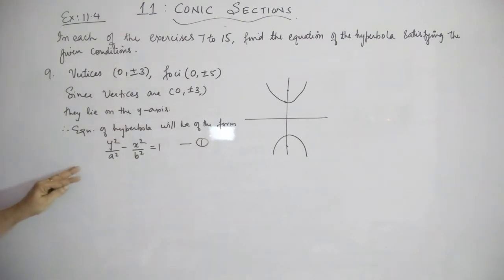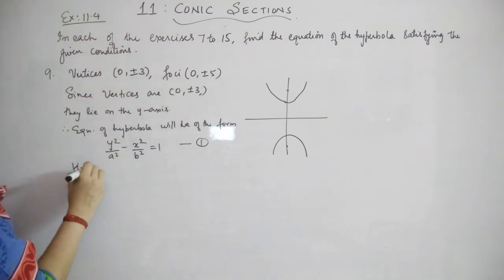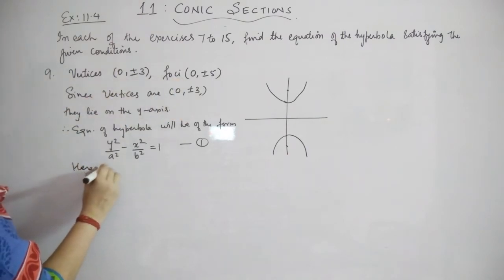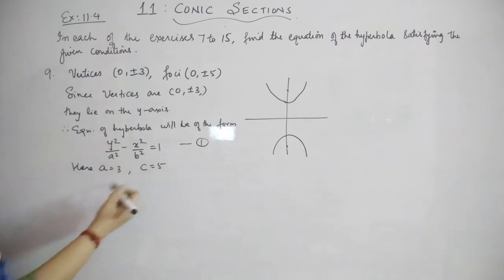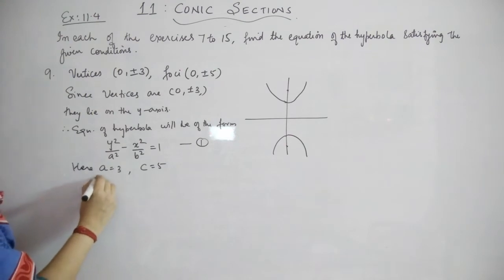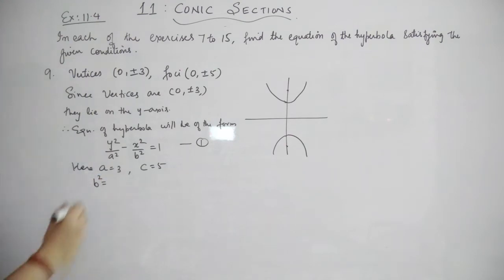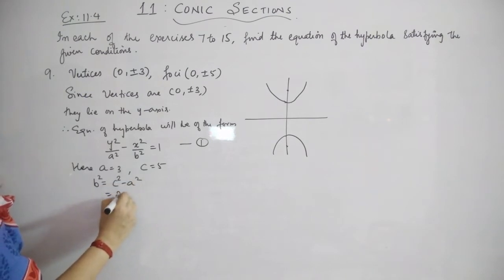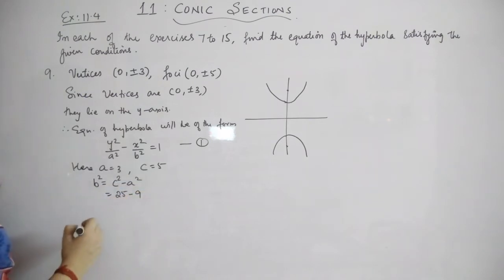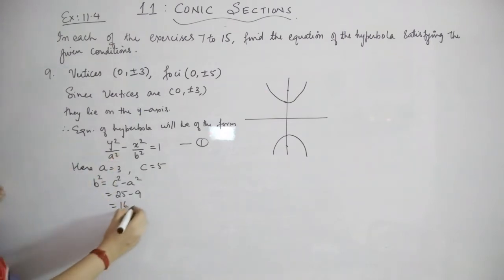Now what we are doing, we have to find out the values, that is a and b. So from the question, we get a is equal to 3 and c is equal to 5. You can just see that c is greater than a. Now what will be b square? The relation between a, b, c is b square is equal to c square minus a square. Replacing the values, you will get 25 minus 9. That means b square is equal to 16. We need b square, so we are just stopping here and then replacing in equation number 1.